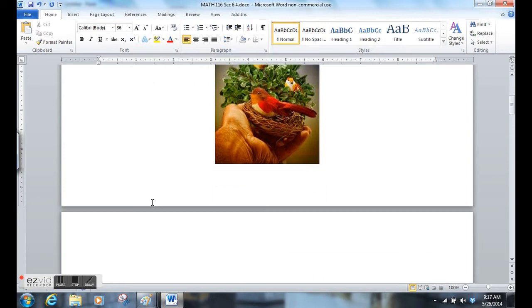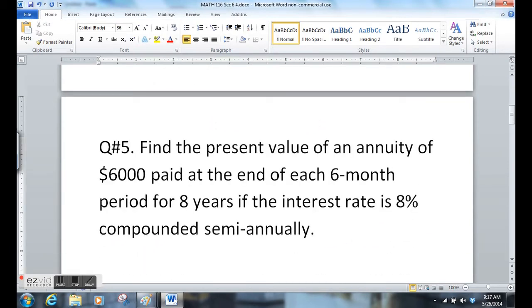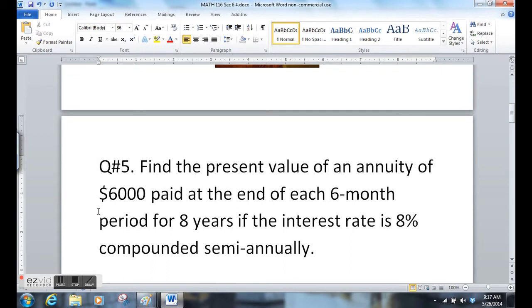So the first thing I'm going to do to present this section is read you the problem and then explain what it means. So don't panic. Here's question number 5. Find the present value of an annuity of $6,000 paid at the end of each 6-month period for 8 years if the interest rate is 8% compounded semi-annually. Words! I have many students, especially high school students, that when they see a problem with too many words, it's hard. So, words, they're hard.